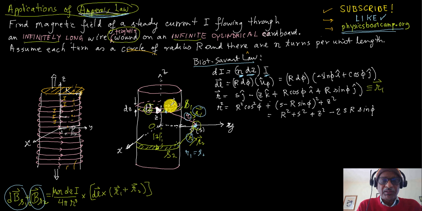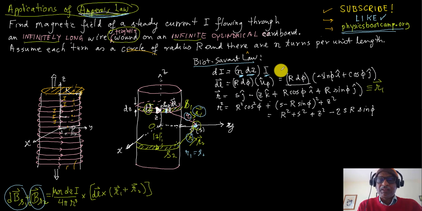I take an element of this band. That element is dl. From here, what's the magnetic field? That's the dB I'm talking about. For that, I need a dl. You can see this is d phi, and the radius is r. So it's arc length, but it's in the phi direction.